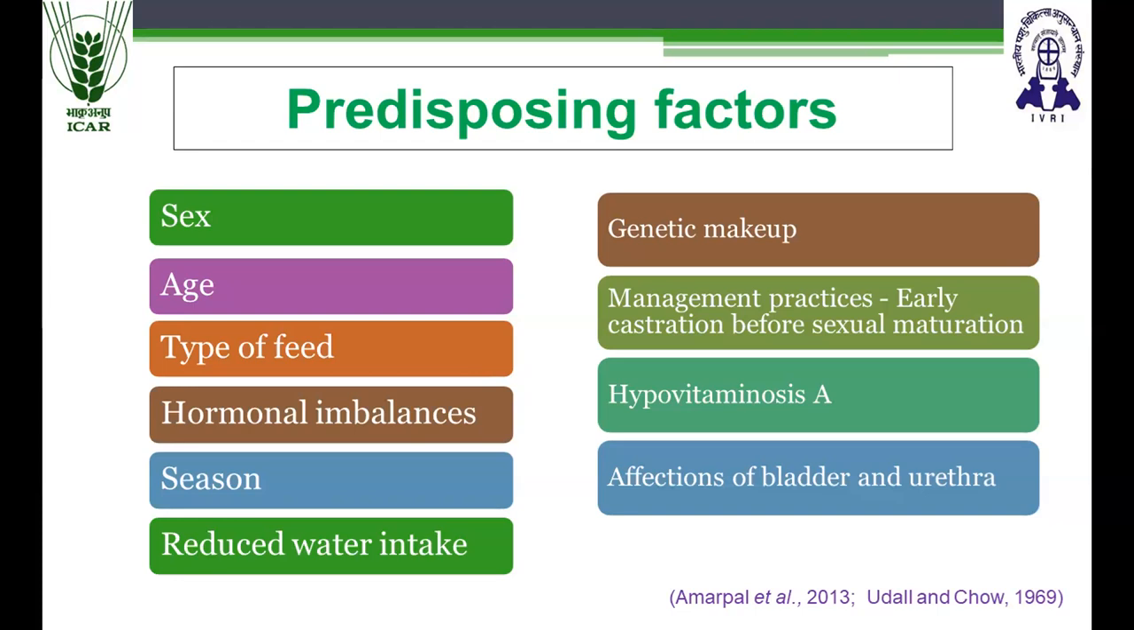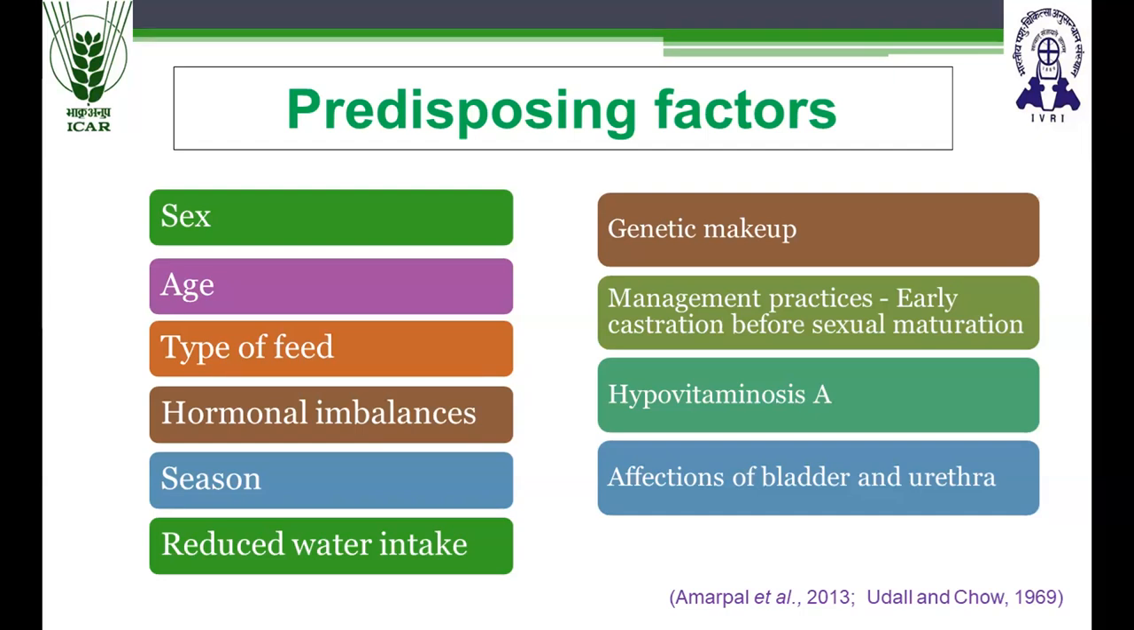Season: extreme winter and extreme summer. In North India especially, we are facing extreme winter and extreme summer, whereby there can be water scarcity or reduced intake of water. And the fodder availability will also be less. And genetic makeup. Some animals, due to an autosomal recessive trait, will be genetically susceptible to urolithiasis.